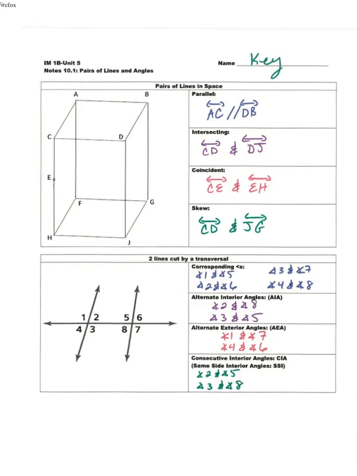Right, my darlings, we are going to talk about different pairs of lines and angles. So right now, we're just naming them. What do they mean? So just kind of like definitions here.